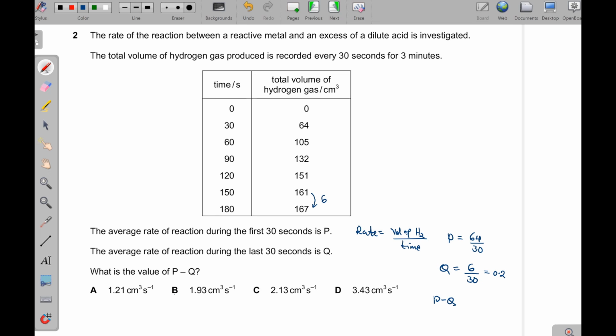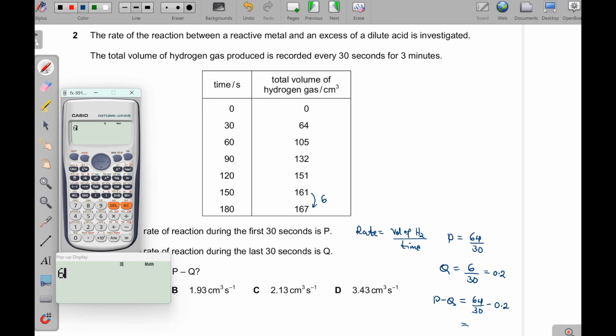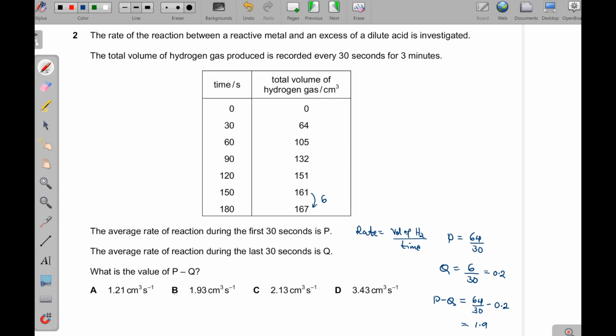Now P minus Q is going to be 64/30 minus 0.2. So let's see what we get here. 64 out of 30, then minus 0.2. That is 1.93 recurring, okay? 1.93333, like that, it is recurring. And our answer, when you look through here, it is going to be B, to 3 significant figures.